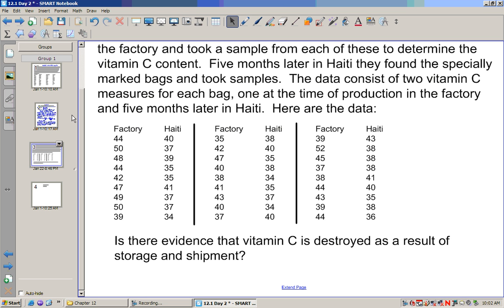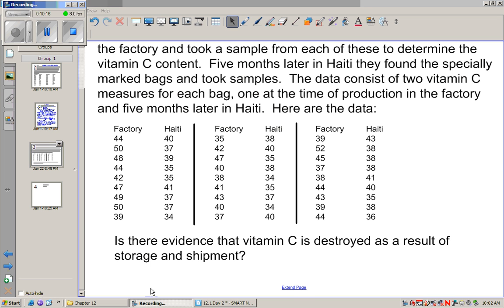Take a second, go through this significance test, and when you're done, take a look and see what I've done.